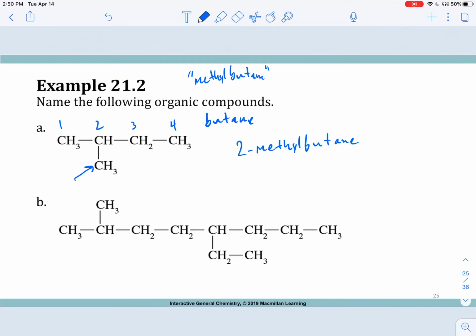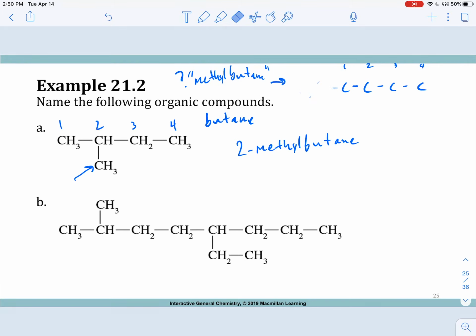Why could I leave the 2 off? Well, let's try this. Let's convert this into a structure. Okay, so it's butane. So I draw a 1, 2, 3, 4 carbon chain. And I put a methyl group on it. Where do I put the methyl group? It doesn't give me a number. Well, I have the 1 position, the 2 position, the 3 position, or the 4 position. If I put a methyl group here, I make that into a pentane. So I can't do that.